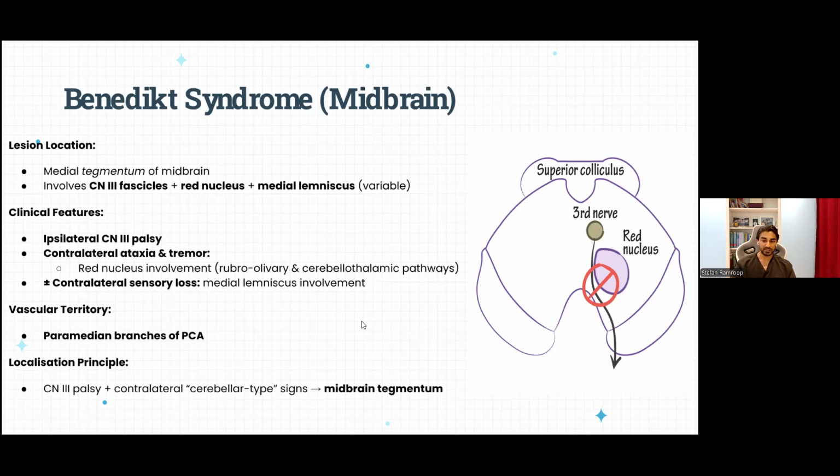Depending on the extent of the lesion, the medial lemniscus can also be involved, which can produce a contralateral loss of vibration and proprioception, though it's not always essential for a diagnosis. And then from a vascular standpoint, the syndrome most commonly arises from infarction in the paramedian branches of the posterior cerebral artery. So again, the localization principle to look at here is oculomotor palsy, which will tell you that the lesion is in the midbrain, and then a contralateral ataxia or tremor, which tells you that the red nucleus is involved. And when these occur together, the lesion must sit in the midbrain tegmentum and not the ventral peduncle.